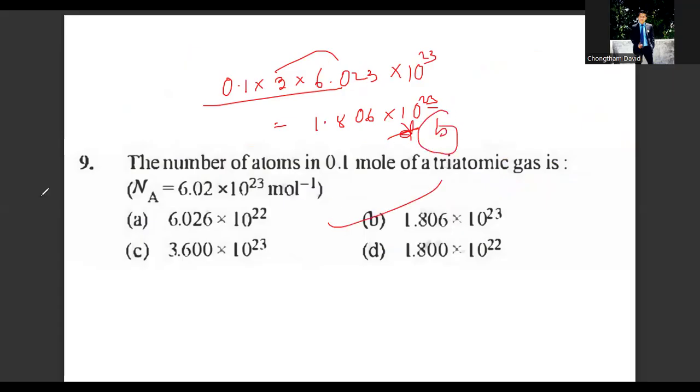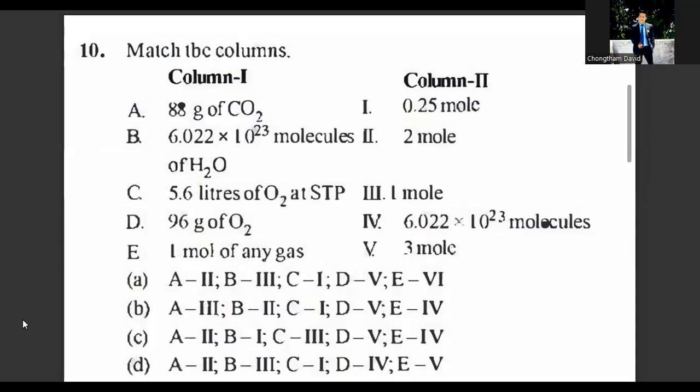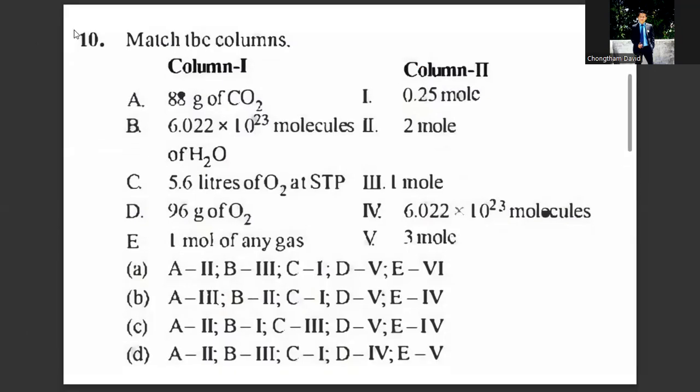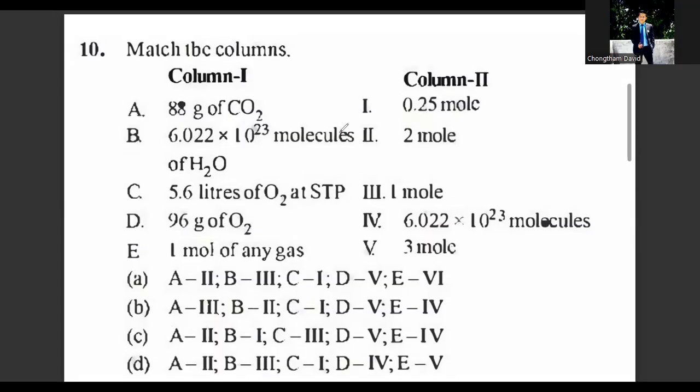Question number 10. Match the column. So what is the best match for this? It would be A would be matched with this, for 2 mole. B, this is for 1 mole. C, this is for 0.25 mole. D, 3 mole. So A2, B3, C1, D5, E6 means option A is the answer for question number 10.